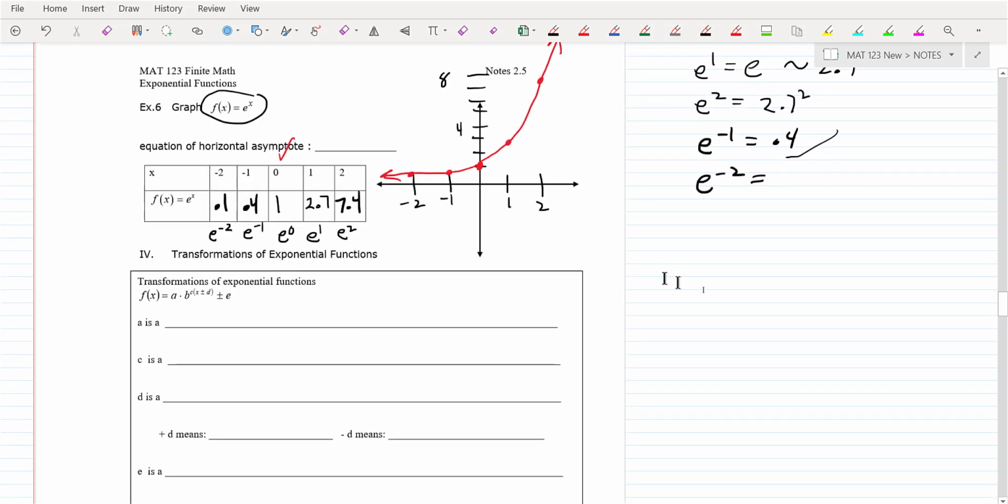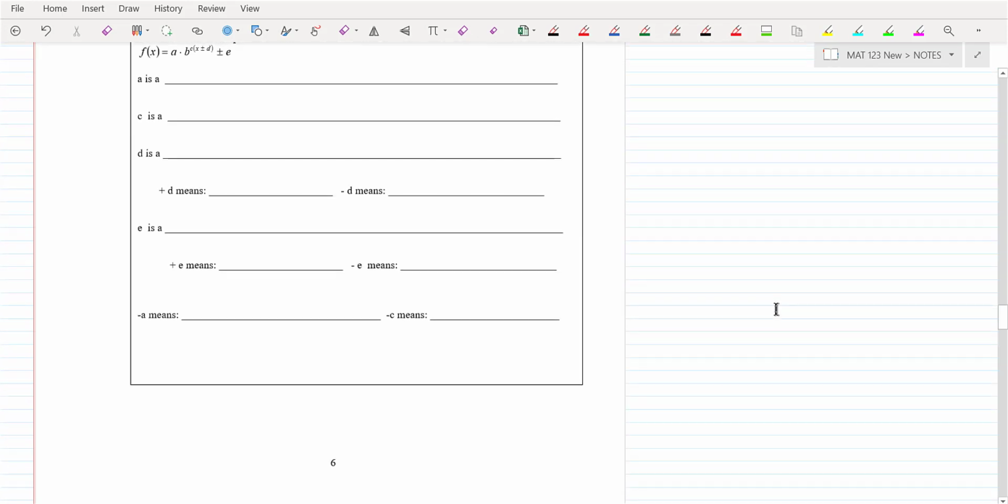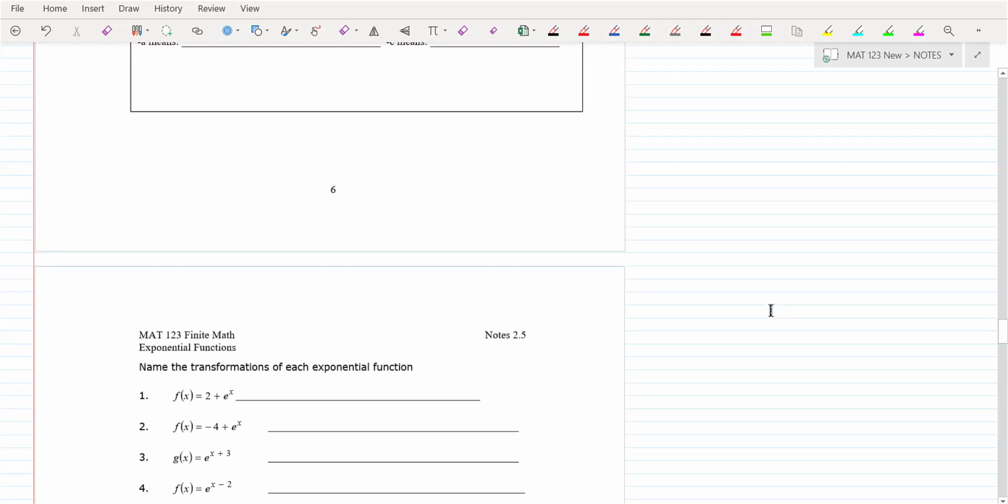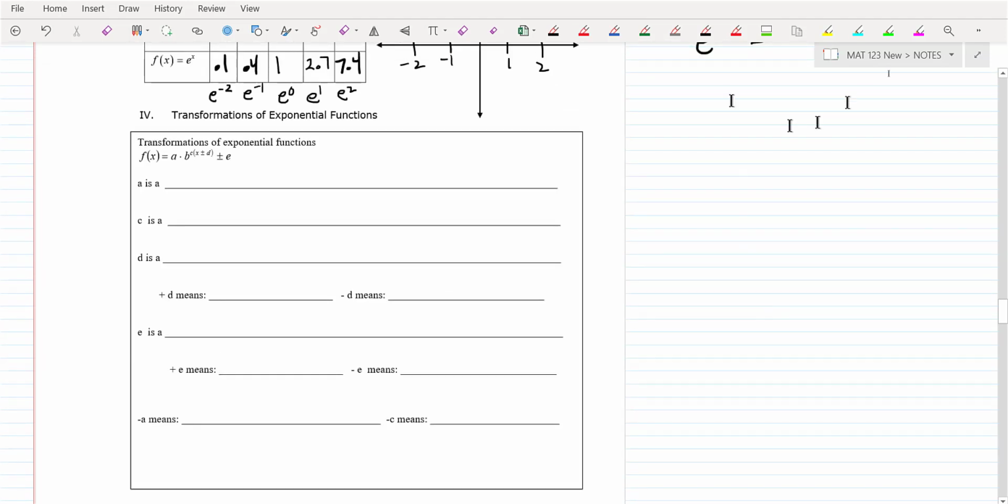Okay, so what I want to run through here next is just the transformations of how this goes. And I want you to know a little bit about the transformations. So when you have an exponential function, it basically looks like this. These are all the possible numbers that you can have in here. So you want to know what each number basically does. Okay, and we've talked about this stuff before.